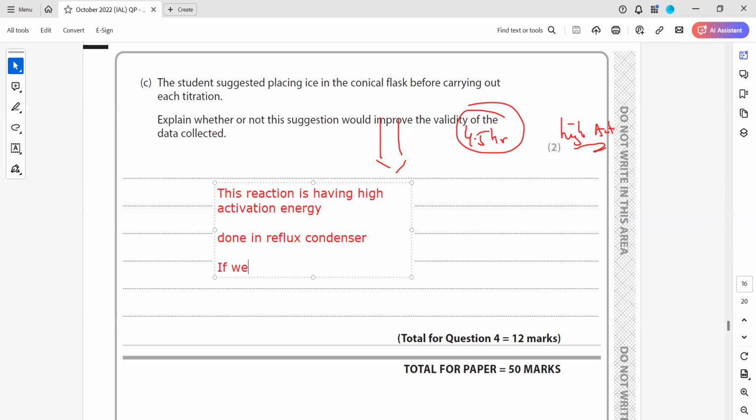So if we place it in the ice bath, the rate of reaction will not change. Even that will not affect it. This is what we call quenching, like changing the conditions to quench or reduce the rate of the reaction. Is it clear, this one?